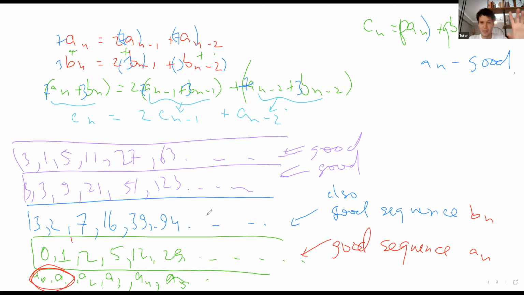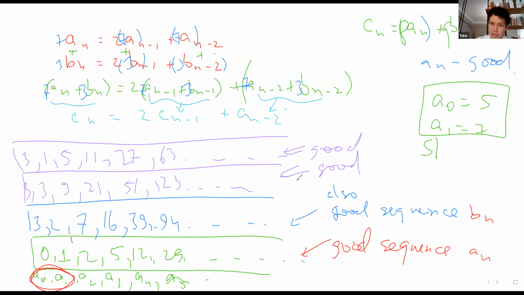But what is going to be the most correct good sequence? Well, it depends on the starting conditions. If I were to give you this thing here, what I usually should give you are the starting conditions, right? So I basically need to tell you that maybe A0 is equal to 5 and maybe A1 is equal to 7. So I have the starting conditions.